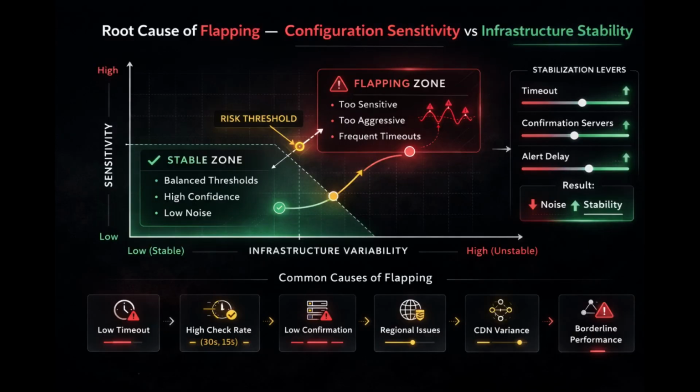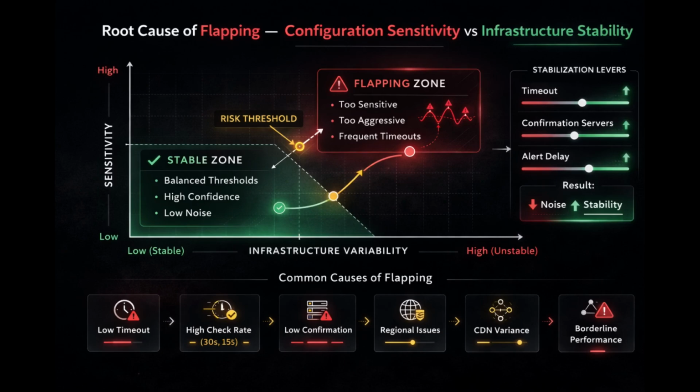There are 3 levers that stabilize monitoring without turning it off. First, confirmation servers. This increases confidence. Second, timeout. This increases tolerance to slow responses. Third, alert delay. This reduces human interruption for short disruptions. Now the important distinction. Stabilizing does not mean ignoring outages. It means filtering instability so only meaningful failure escalates. That's how you reduce flapping while still detecting real incidents quickly.